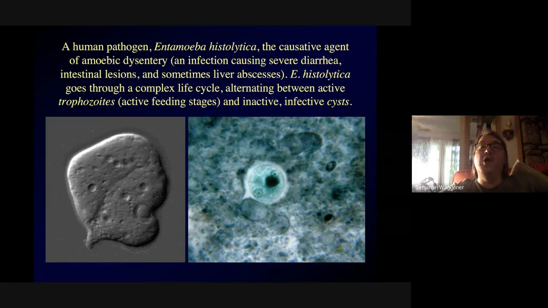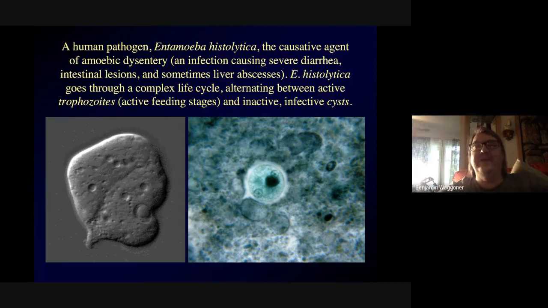Entamoeba histolytica alternates between an active feeding stage called a trophozoite. Trophane is Greek for to feed. You might know it from autotroph and heterotroph, right? Self-feeder versus feeds on different things. What shows up here as well, trophozoite means feeding living thing. And it alternates between trophozoites and inactive cysts. And you see one of them on the right there. And these cysts pass out of the body in feces, and those are potentially infective.